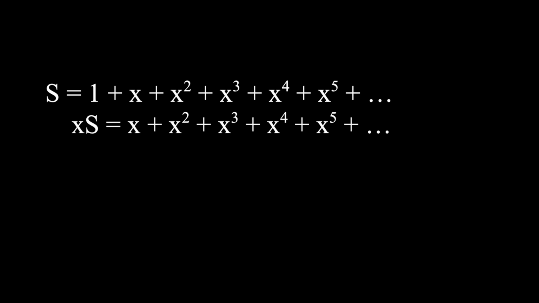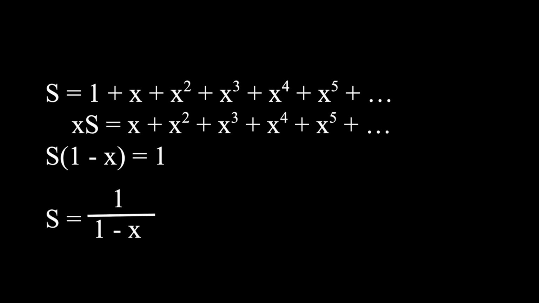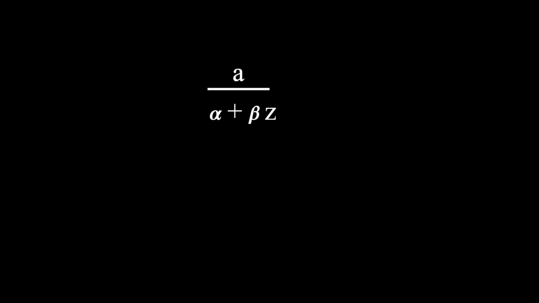Then we multiply s by x to get xs equals x plus x squared plus x cubed, and so on. We subtract and factor to get s times 1 minus x equals 1, which means now that s equals 1 over 1 minus x. This is a rational function. So now we see how that infinite series is exactly equal to a rational function, and this is a topic we can further investigate.